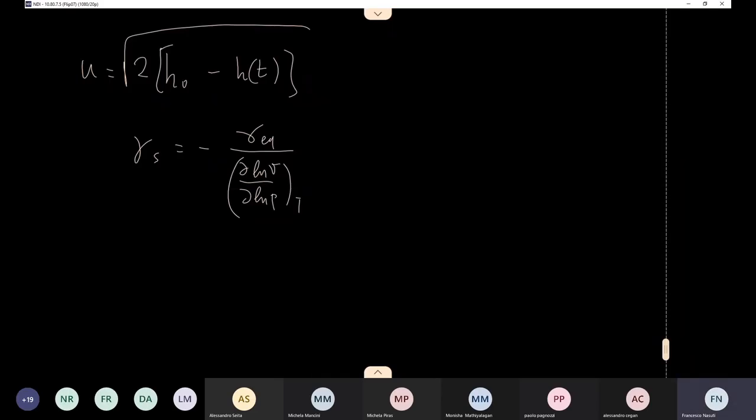Excuse me, sir. May I ask a question? Yes. What does the S stand for under the gamma? Good question. Actually, I don't know. It's something I got from one book. The meaning is that it's an equivalent gamma. It could be because it's related to speed of sound, so this gamma allows us to write our A. Okay, thank you very much.